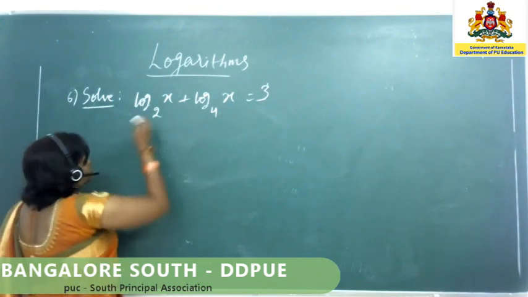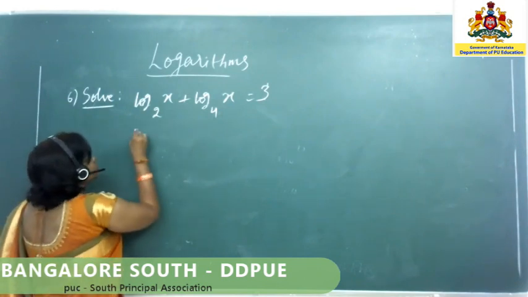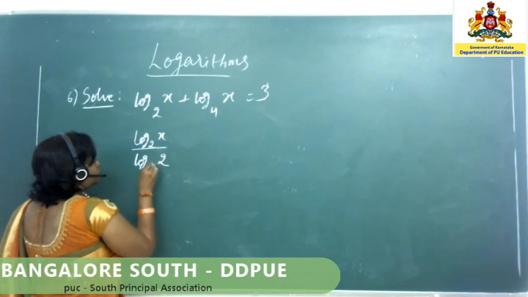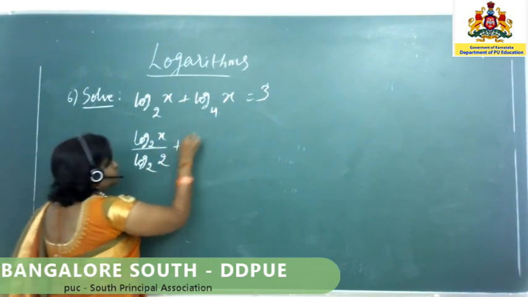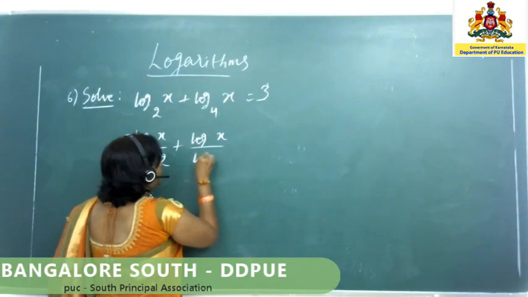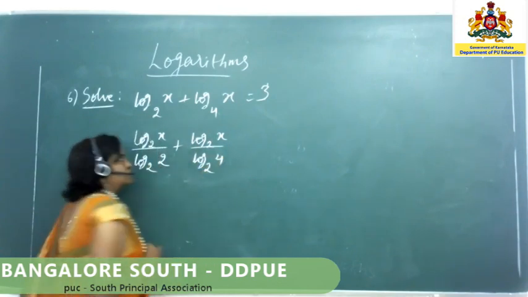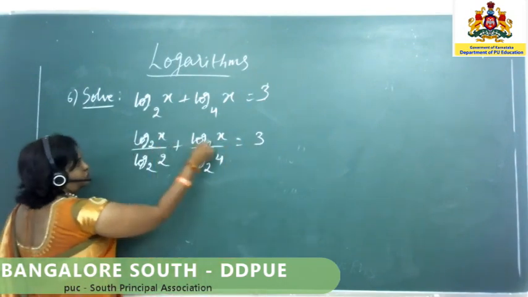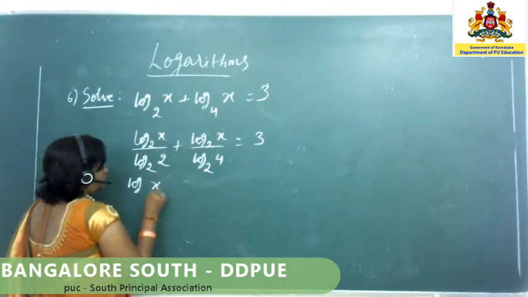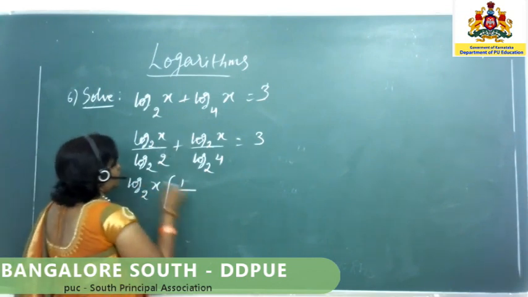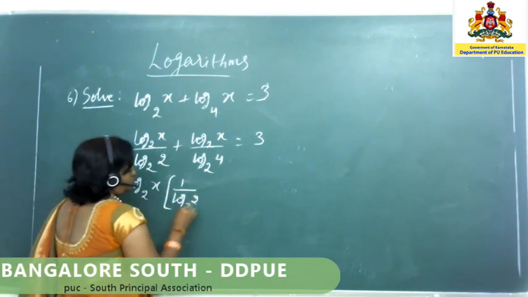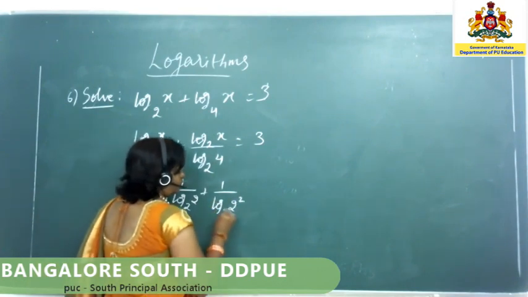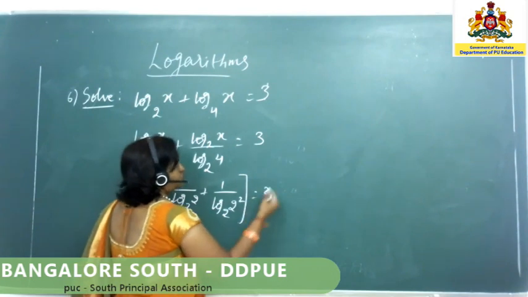So now what you have to take is log x by log 2, base you can take it as 2, so plus log x by log 4. So base is 2. This is by change of base formula. So that is equal to 3. So now from these two, log x is the common factor. Take it out into 1 by log 2 to base 2 plus 1 by log 4 to base 2 is log 2 square to base 2. So that is equal to 3.